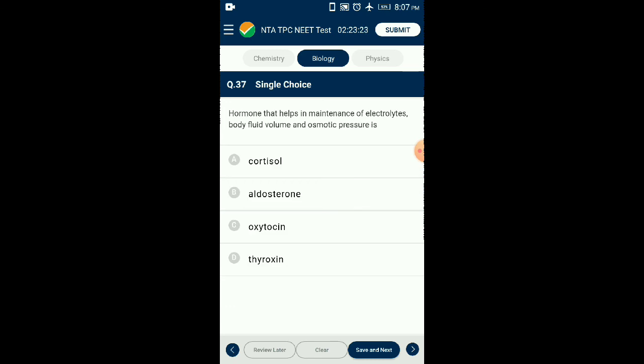Question number 37. Hormone that helps in maintenance of electrolytes, body fluid volume and osmotic pressure is. Mineralocorticoids include aldosterone, 11-deoxycorticosterone, etc. These are secreted by zona glomerulosa of the adrenal cortex. So the answer for this question is option B, aldosterone.